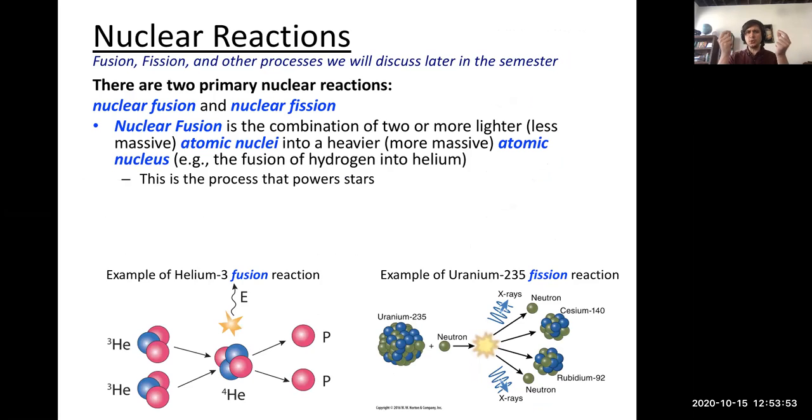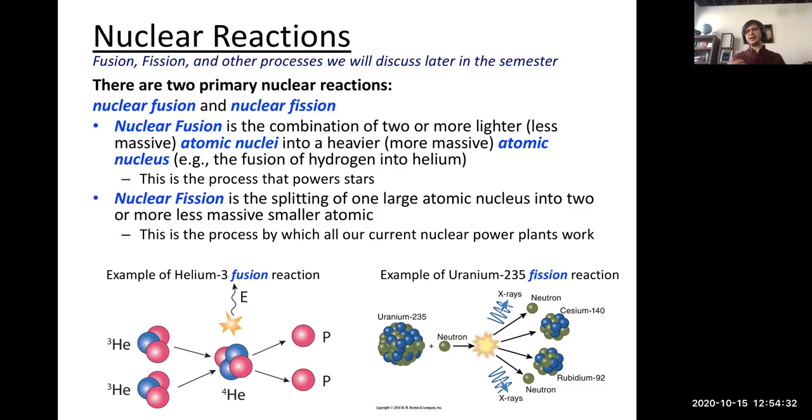Fusion is taking two lighter atomic nuclei and fusing them together into a single, more massive atomic nucleus. For example, taking hydrogen nuclei and fusing them together to form a helium nucleus. You take lighter elements, elements that are lower on the periodic table, and fuse them into heavier elements, elements that are higher on the periodic table. This is the process that powers stars. This is the nuclear reaction that's happening in the core of the sun, fusing of hydrogen into helium.